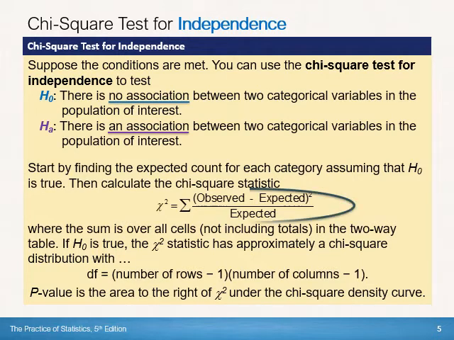The chi-squared statistic is calculated the exact same way. We have a two-way table, and we'll have to do this sum over every cell in the two-way table. The degrees of freedom are also calculated the same way for homogeneity and for independence, as well as the p-value. The p-value is just the area under the chi-squared curve to the right of the test statistic that we found.